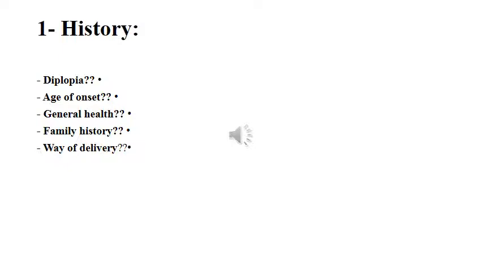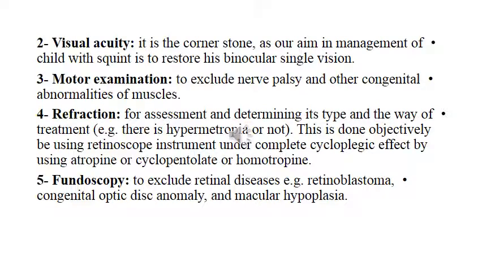General health of the child: does the child have any neurological illness, including cerebral palsy? These children usually present with squint. Family history of squint is important. And the way of delivery of the baby. As we said, assisted forceps delivery can cause 6th nerve palsy, and the child will present with strabismus, which is of the incomitant type.